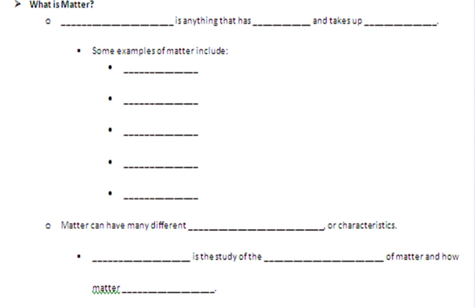You might remember that from when we talked about the metric system. And we talked about mass and we talked about volume. And so matter is anything that has mass and takes up space.